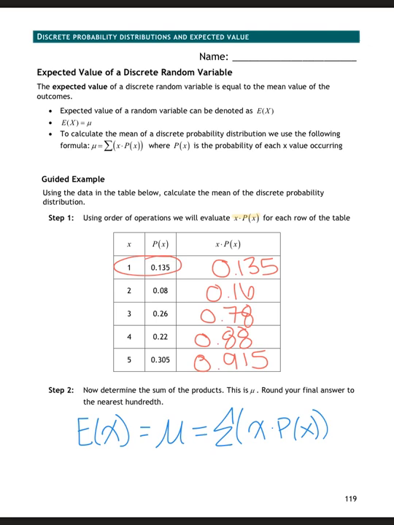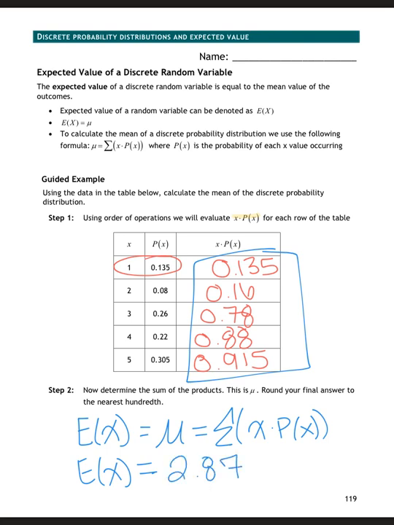So all I have to do now is add up this column. In Excel, that's super easy. So I'm going to just make a note here, and then like I said, I'm going to try to show you guys one later. So the sum of all x times p of x. So I'm just going to write in here E of x equals, and if you add those up, you should get 2.87.